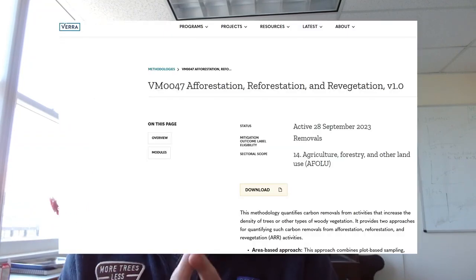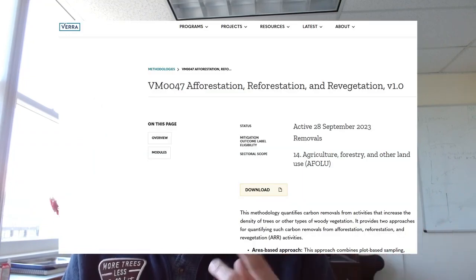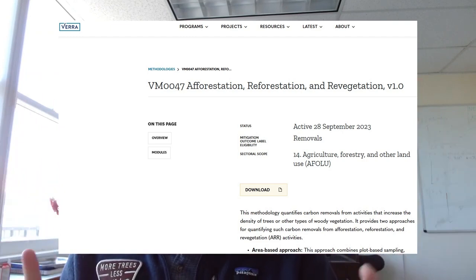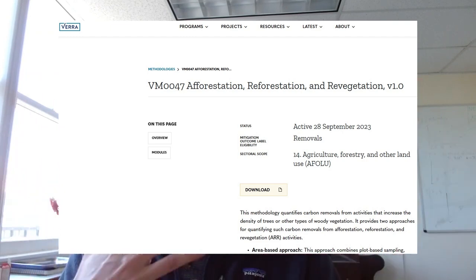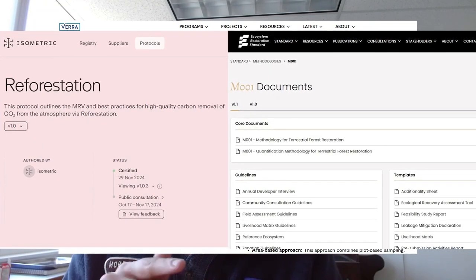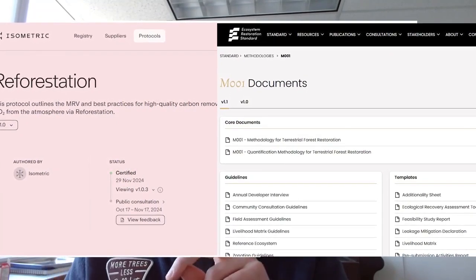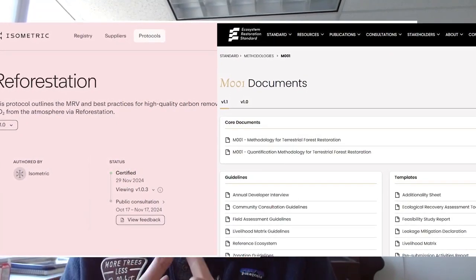Vera's reforestation methodology is probably the most well-known dynamic baseline. For their VM47, when you're planting trees, you have to have a dynamic baseline that finds matches outside of the project and sees how many of those trees would have grown back anyway. Isometric and the Ecosystem Restoration Standard have similar dynamic baselines for their reforestation methodology as well. On top of that, Vera's VM45 improved forest management methodology for small landowners also has a dynamic baseline. So that's an IFM protocol.